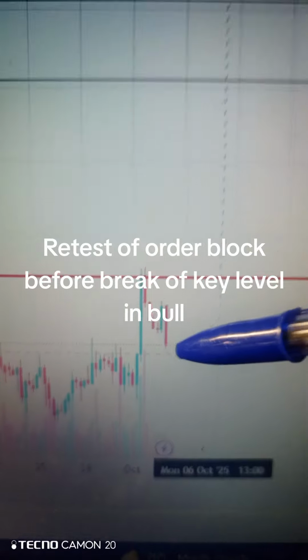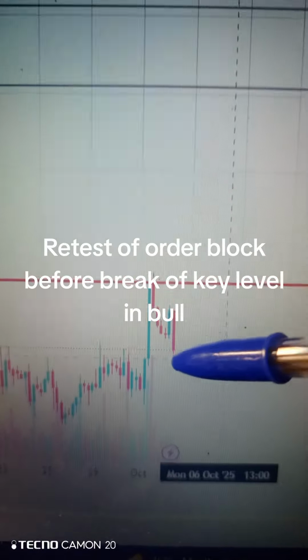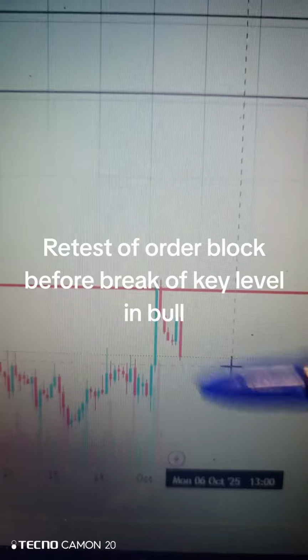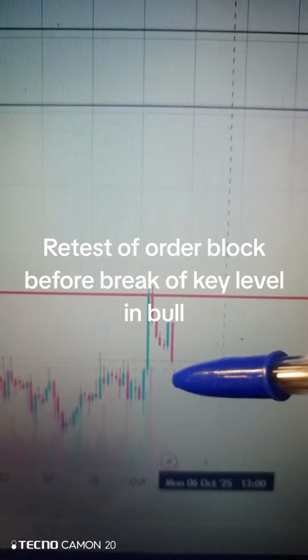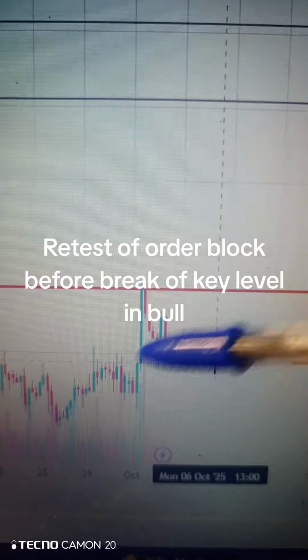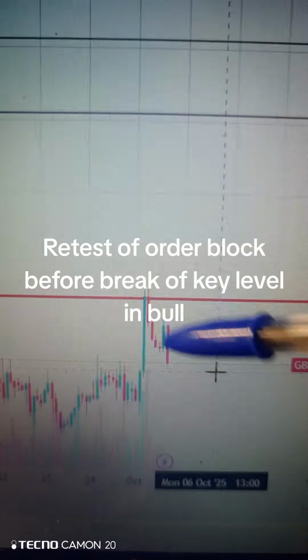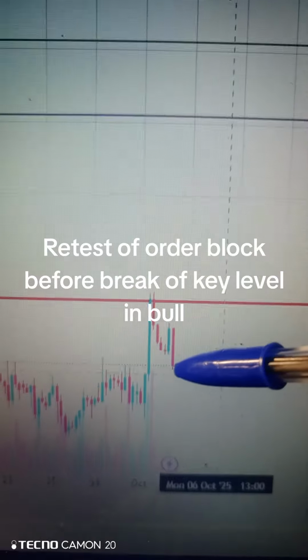But there are 2 points of interest. There is an extreme point of interest and there is a primary point of interest. This is my extreme point of interest. Now this is the order block. Sometimes the trade, as you can see, this order block, there was a liquidity sweep that created a fair value gap, which has been mitigated.